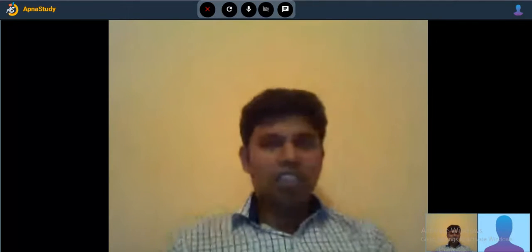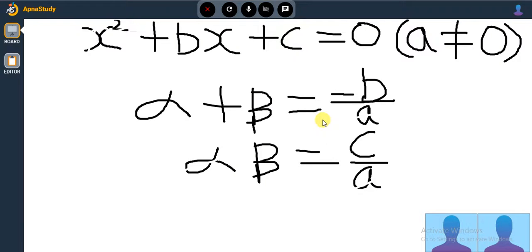Today, let's discuss quadratic equations. First, let's see what the definition is. A quadratic equation is defined as ax squared plus bx plus c is equal to 0, where a is not equal to 0. Here, b and c may or may not be equal to 0, but a should never be equal to 0. That is a condition. For example, 2x squared plus 3x plus 4 is equal to 0, or x squared minus 5 is equal to 0, or x squared plus 2x is equal to 0. These are examples of quadratic equations.